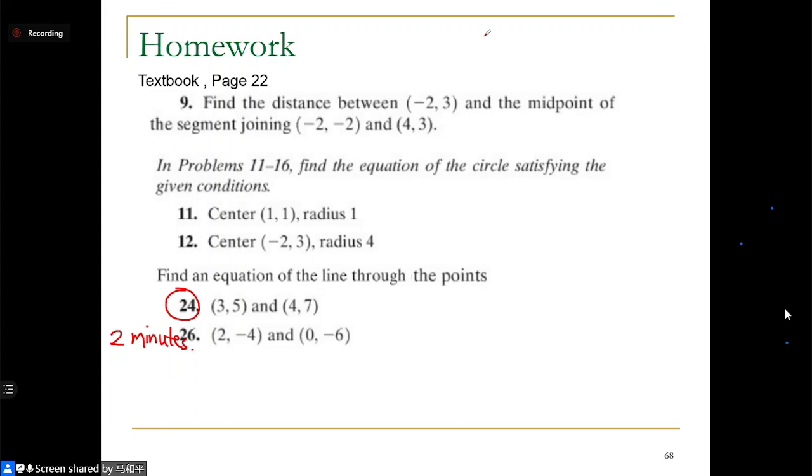Okay. Maybe you can find the slope. Please tell me your slope is equal to... Oh, your slope is 2. This means slope is 7 over 5 minus 5 over 4 minus 3. So it's 2, right? And the fixed point I choose (3, 5). So I will use point slope form: y minus 5 is equal to 2 times x minus 3.